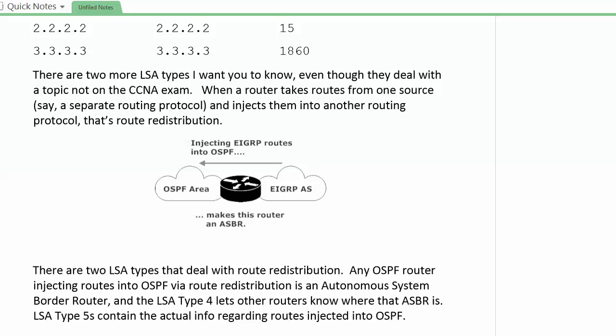That is it for the LSAs, and we're going to tackle the default information originate command next. See you there.